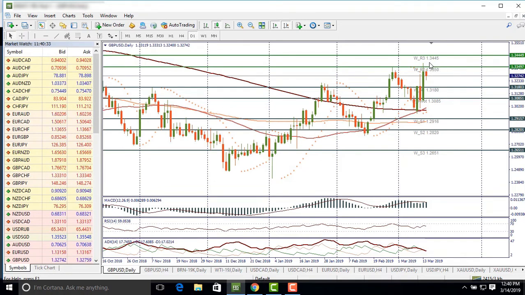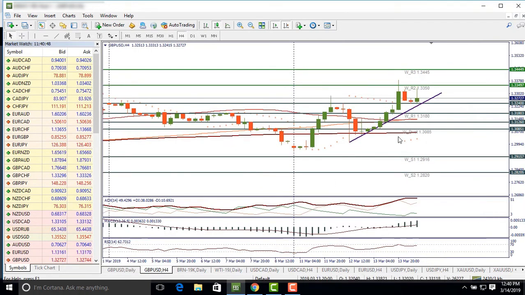In case of the defeat, the cable will fall to the weekly pivot level at 131.80. The next support is placed at 130.85. Now let's look at the 4-hour chart.